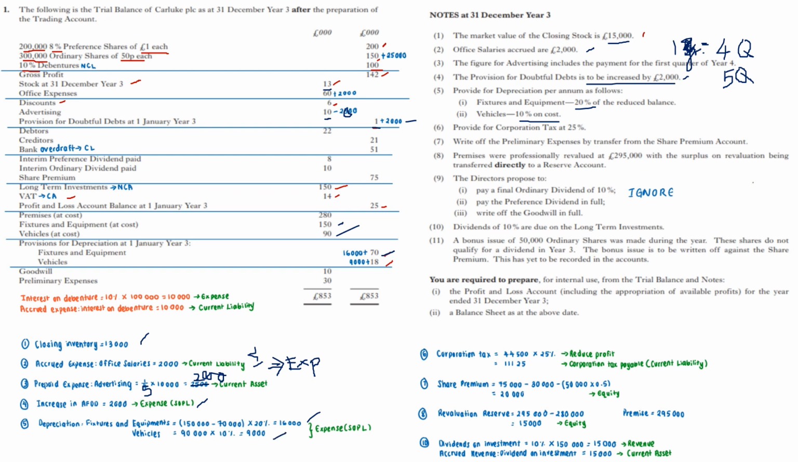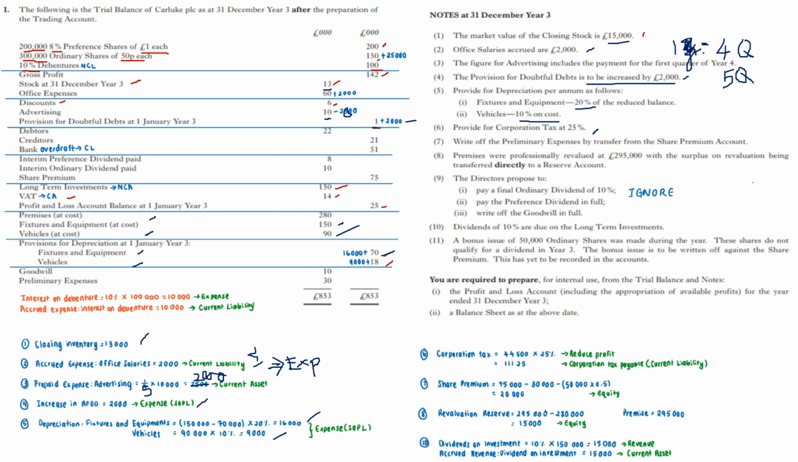So you get 9,000. So this depreciation is considered as your expense in SOPL, whereas this expense here has to be added on to your provision for depreciation amount to be deducted from your fixtures and equipment at cost and vehicles at cost in your SOFP, right? Corporation tax is 25%, so this has to be multiplied with your profit, which will be shown later in your SOPL.